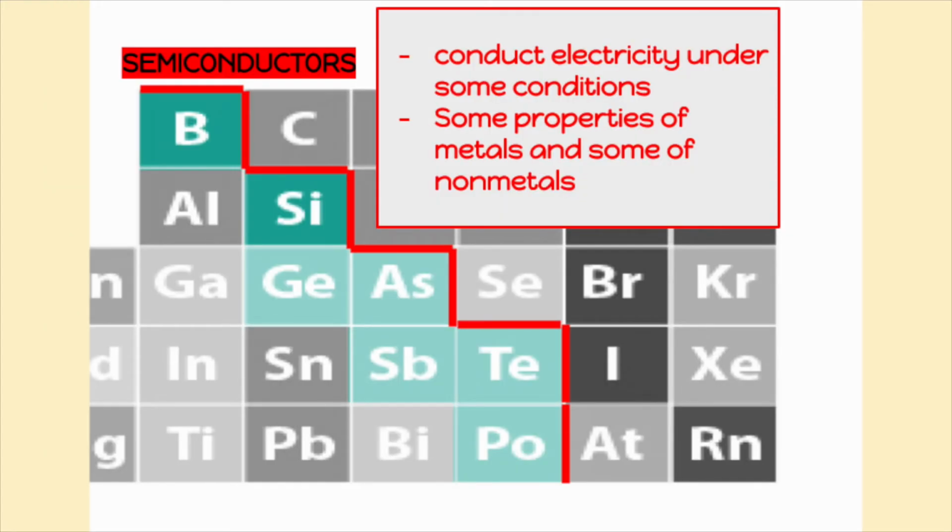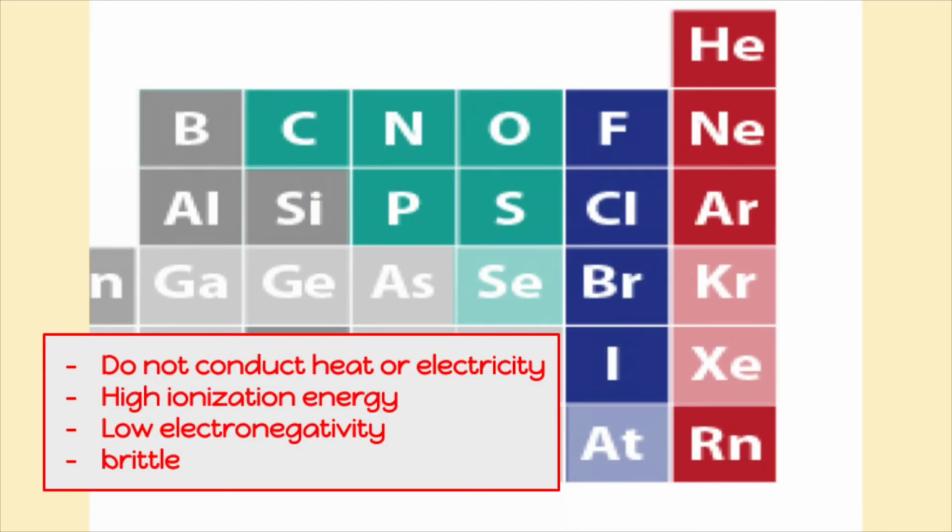Metalloids are semiconductors, which means they conduct electricity under certain conditions. They share some properties of metals and some properties of nonmetals. Nonmetals are brittle, have high ionization energy, low electronegativity, and do not conduct heat or electricity.